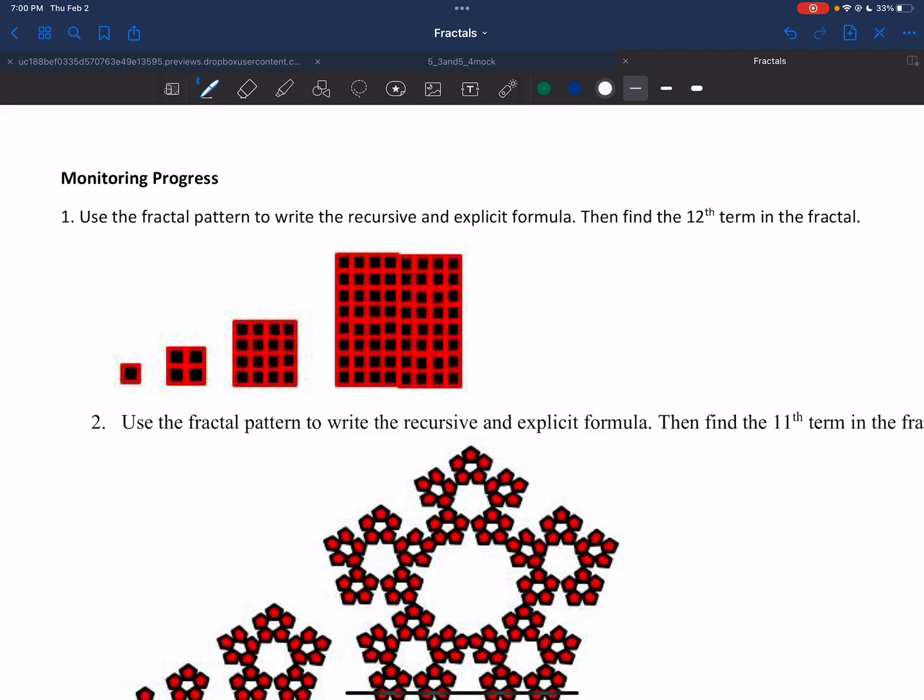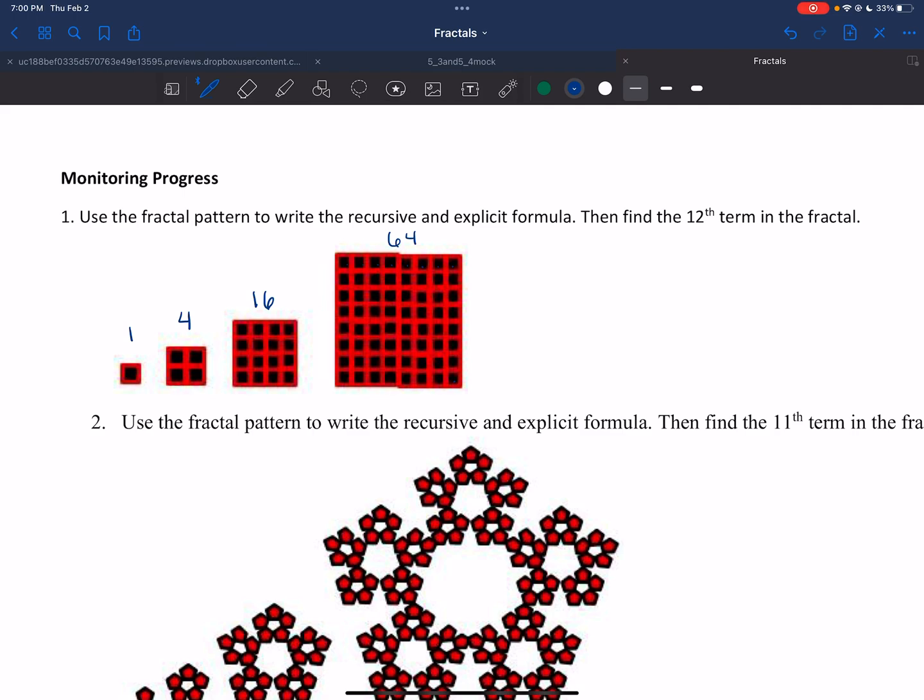Okay, welcome back. We're going to take a look at our monitoring progress. Here I have one block. Here I have 4. Here I have a 4 by 4 grid, so that's 16. Here I have a 1, 2, 3, 4, 5, 6, 7, 8 by 8 grid, so that's 64. So I have a similar thing to what I had on the previous page, but the challenge is my initial number is a little different.